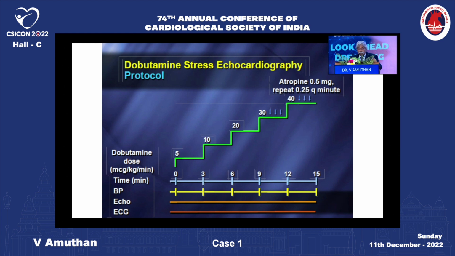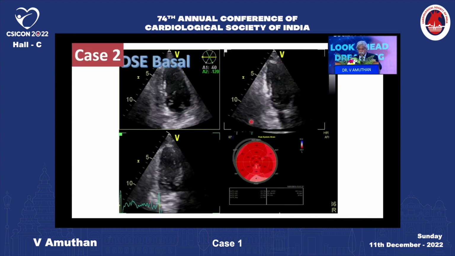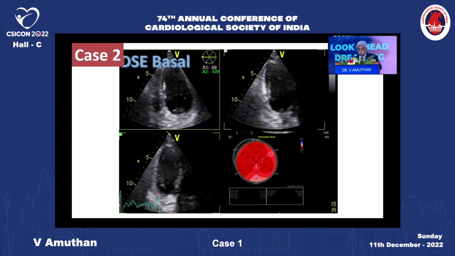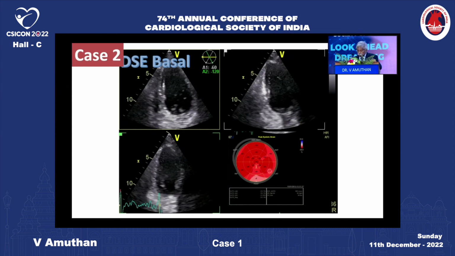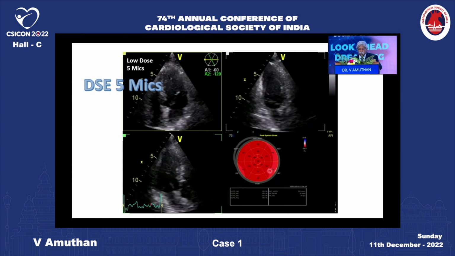This is a standard dobutamine stress protocol. The same thing is followed for stress strain echo also. The dobutamine dose is increased in increments of 5, 10, and 20. And you can see DSE basal. This is the basal, and this is the triplane view. You can see here the triplane view as well as the bullseye pattern. This is the basal, and this is at 5 mics.